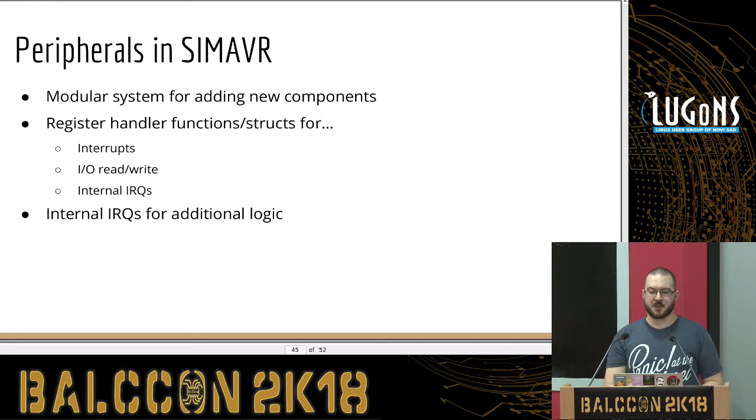How does SimAVR go about this? This was one point I wasn't able to understand in the beginning. SimAVR has a pretty modular system for adding new components. And the main three interface points for those components are the interrupt definitions, handlers for I/O read and write, and internal interrupt requests. Internal interrupt requests in SimAVR don't have to do with actual interrupts on the AVR device and are used as some kind of signal slot mechanism for communicating between SimAVR modules.